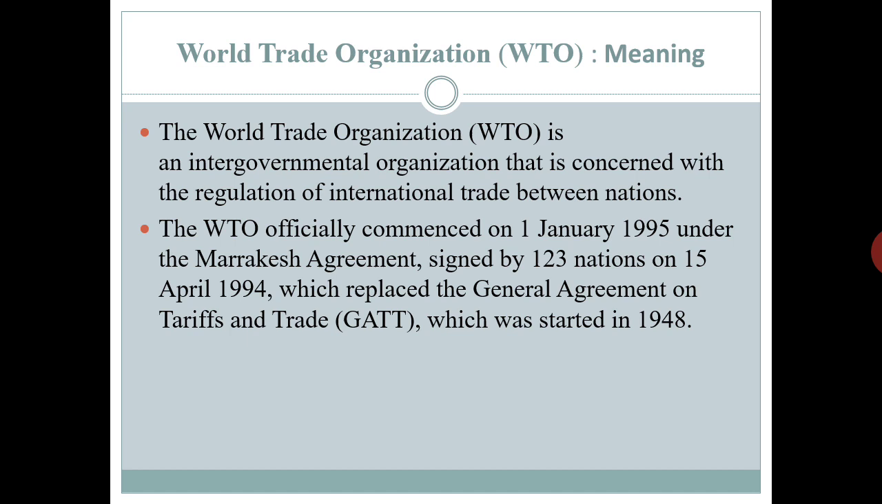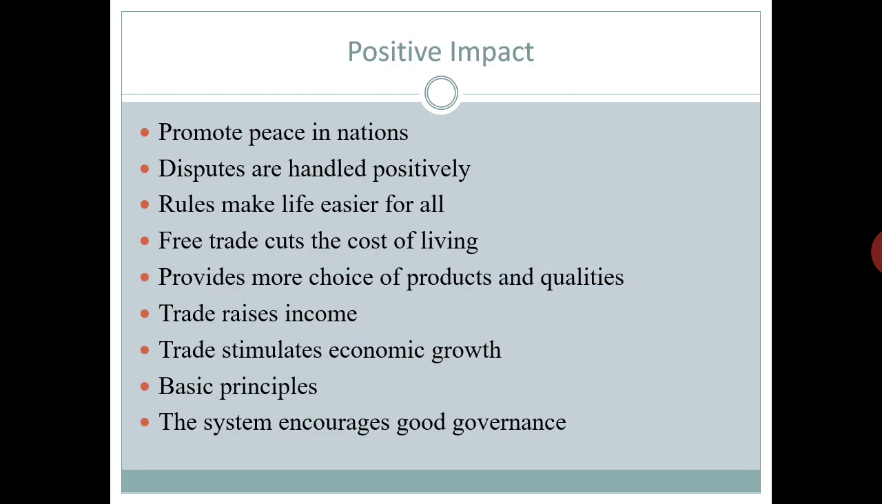Now, in the last lecture we have gone through the positive impact of WTO. Let's see what the different positive impacts of WTO are. It helps to promote peace within the nations. If there is any dispute between two countries related to international trade, those two countries should approach WTO. WTO resolves such disputes and conflicts in a peaceful way, or a solution is given in a way that benefits both the nations. So this is one of the positive impacts of WTO.